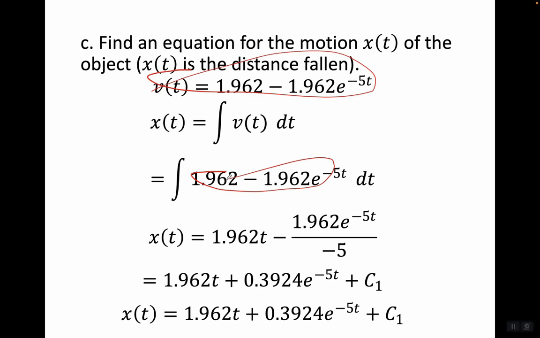We saw that earlier. And we end up with x of t equals 1.962t minus 1.962 e to the negative 5t over 5, or negative 5. In other words, that's 1.962t plus 0.3924 e to the negative 5t plus some constant. Don't want to reuse c, so we'll call this one c1. Okay, so this is our formula for x of t.